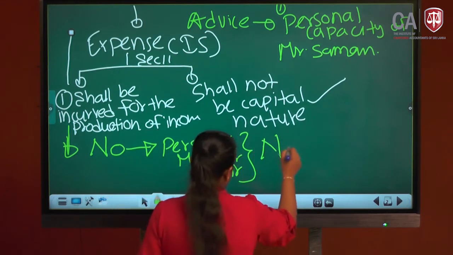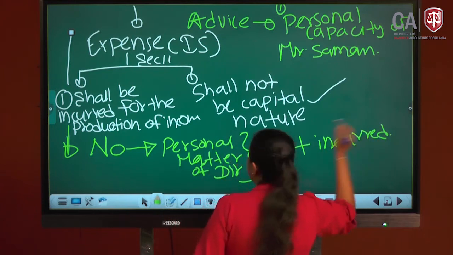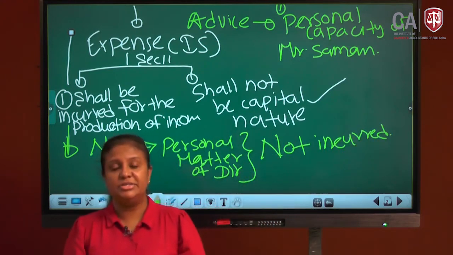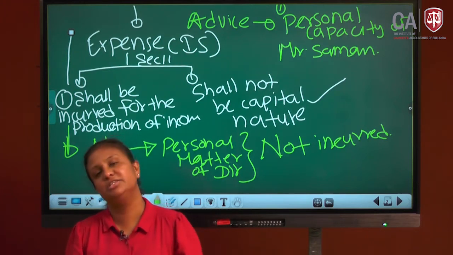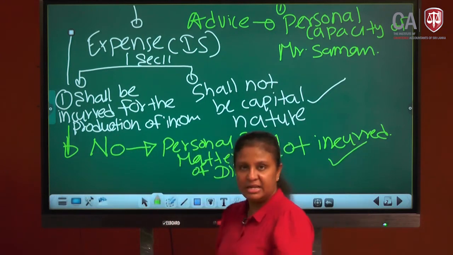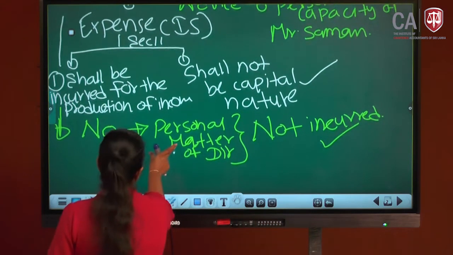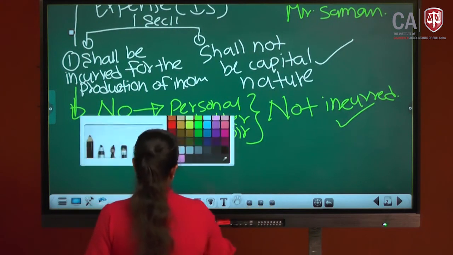Therefore, this is actually not incurred for the production of income. The expense shall not be remotely connected. It should be directly connected to your business. Then the Assistant Commissioner's opinion is correct. And again, when writing your answer, you have to take the benefit of the case law provision.